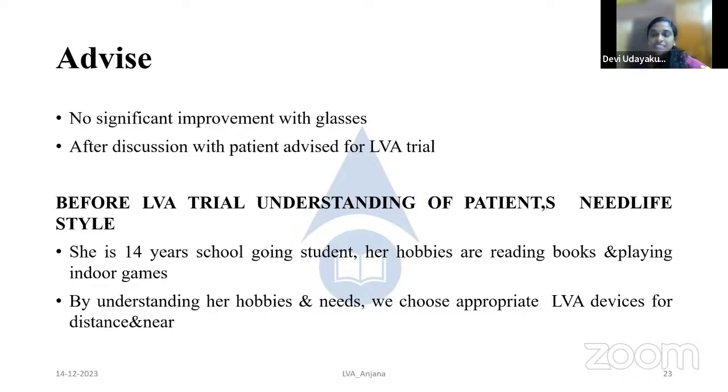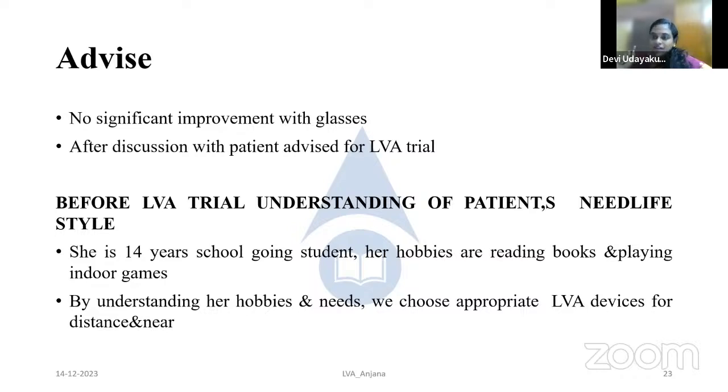So when she says that this is her passion, you can ask how is her vision in the outdoor environment. Ask related questions whenever you can, either to the child or to the parent or the caregiver. Okay, so this is important.